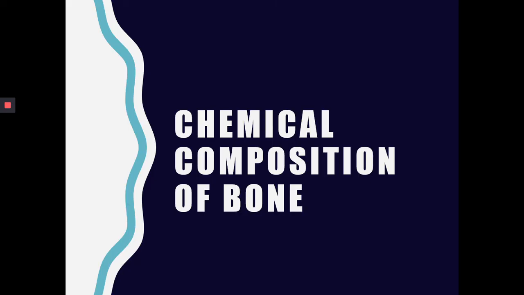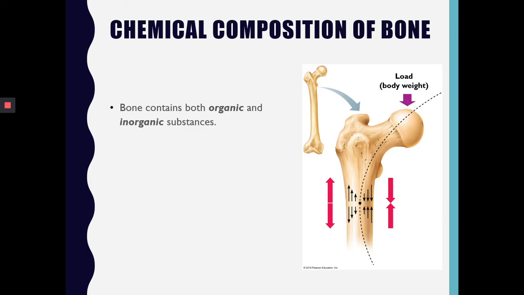We're going to now switch and talk a little bit about the chemical composition of bone. And you can begin to see this in your book on page 182. So we're going to see that bone tissue contains organic and inorganic substances. Maybe that makes you think back to chapter 2, right? We talked about organic versus inorganic molecules. So we're seeing this applied again today.